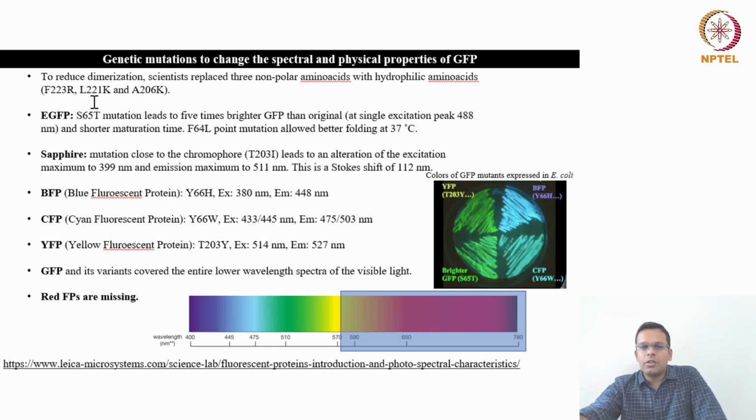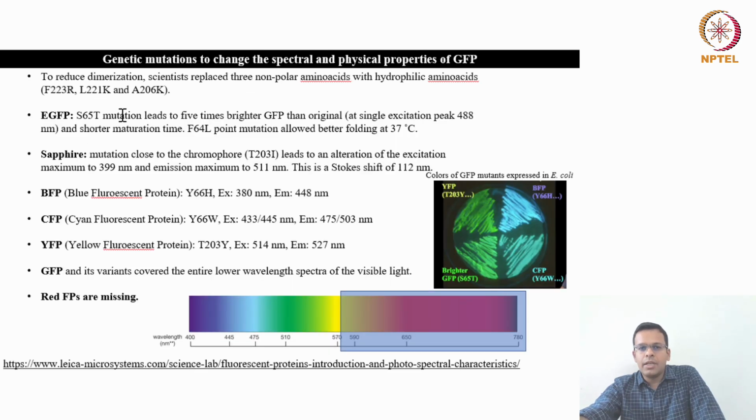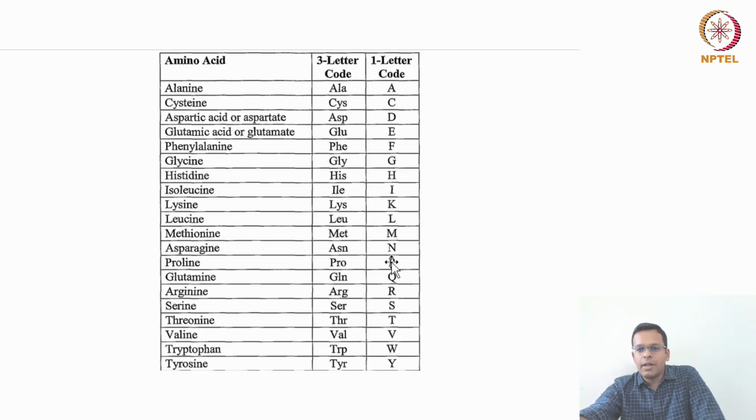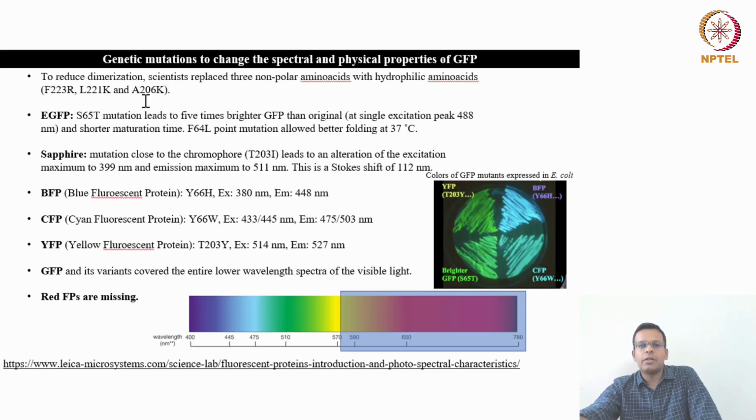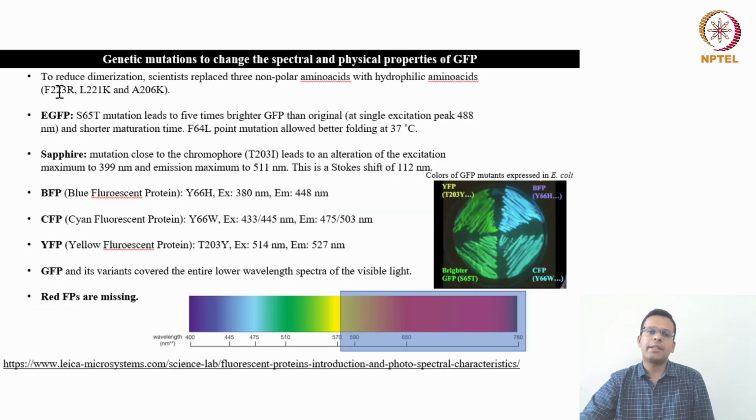Similarly, L at the 221 position to K. L stands for leucine, and they converted it into lysine at this position. And A206K: A stands for alanine, so they converted alanine to lysine at position 206. This protein is made up of 238 amino acids, and these are the positions of amino acids at these different locations: 223, 221, and 206.